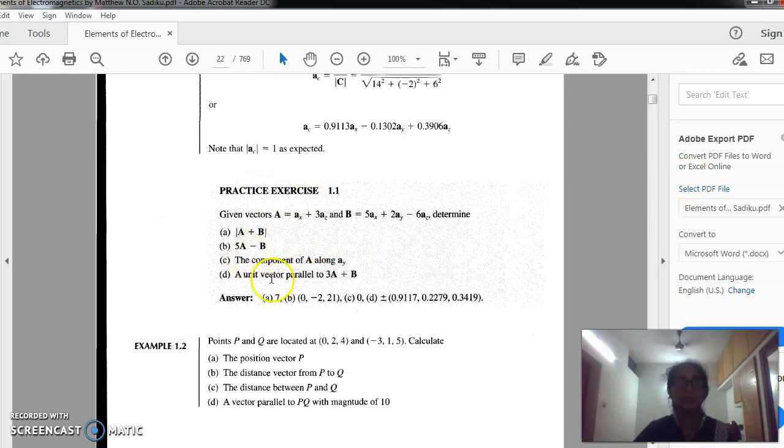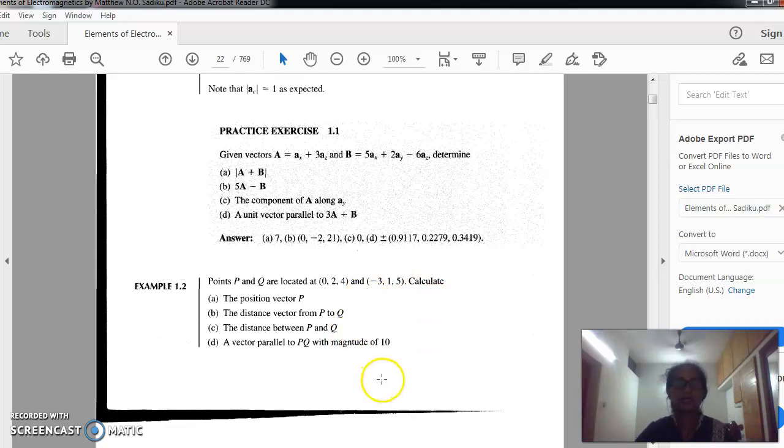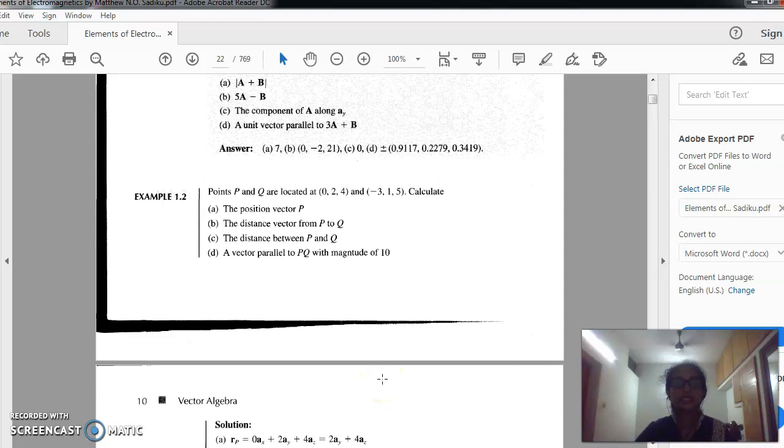Then 5A minus B, that also can be found easily. Then the component of A along AY, that is 0 here, as you already know. Then a unit vector parallel to 3A plus B. How do you find the unit vector parallel to 3A plus B? You can find it as 3A plus B divided by its magnitude. So find the magnitude and divide by the magnitude. Okay. Then another example is given to calculate position vector and distance vector.